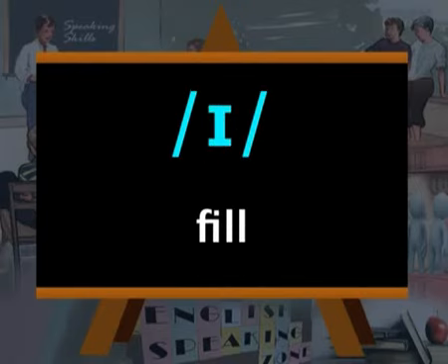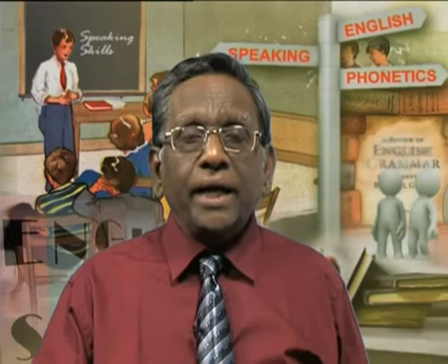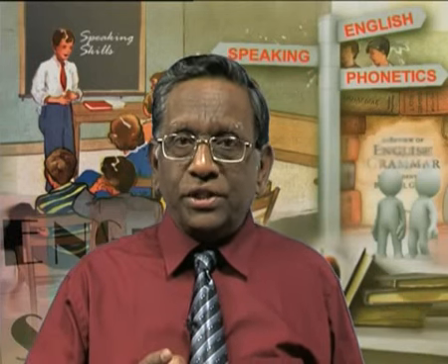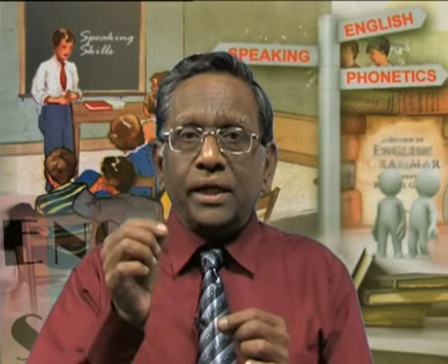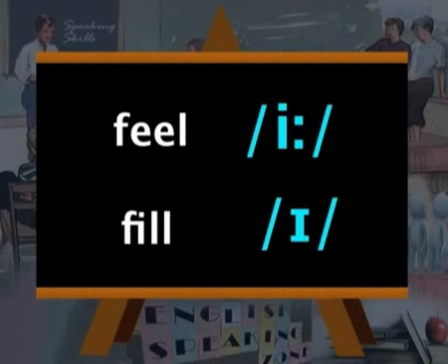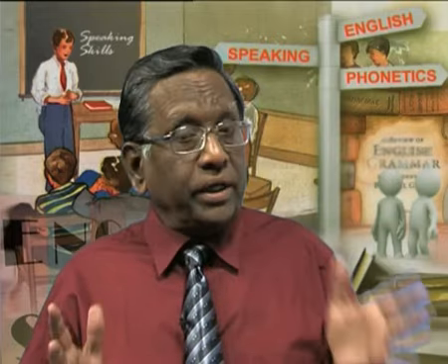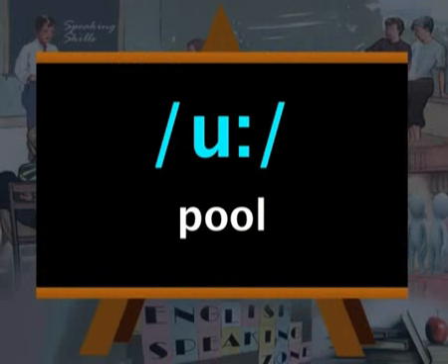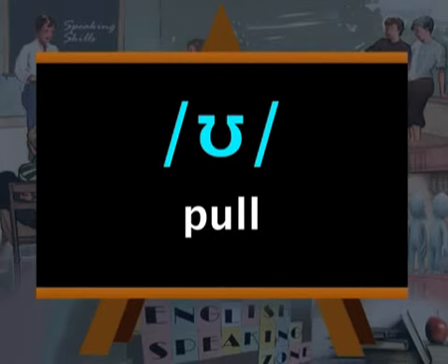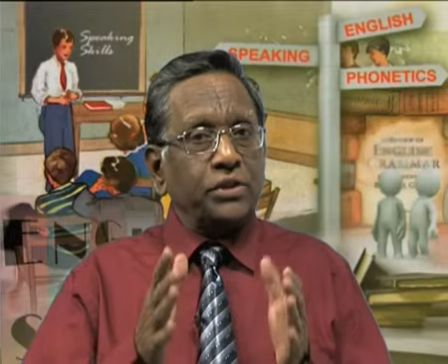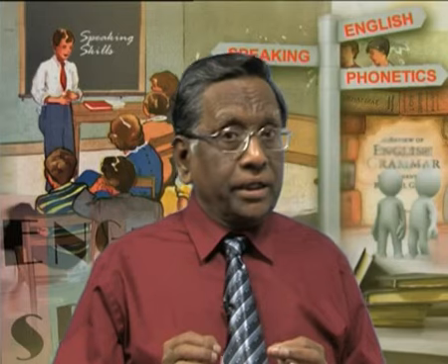For example, F-E-E-L, feel, and F-I-L-L, fill. The difference between these two words is brought about just by shortening the length of the vowel. The first word has a long vowel, feel. The second word has a short vowel, fill. So the length of the vowel can change the meaning in English. We have to be very careful about that. Similarly, P-O-O-L, pool, and P-U-L-L, pull. The first one has a long vowel, the second one has a short vowel. So vowel length is phonemic in English.